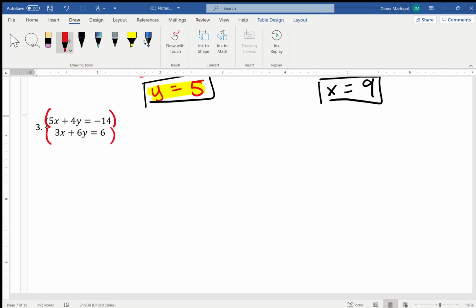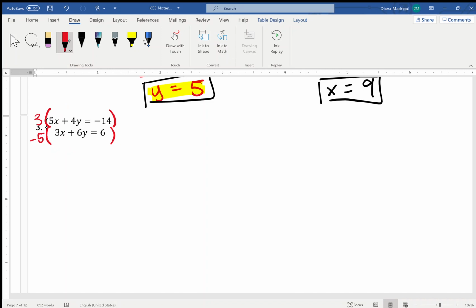So if I have a 5x and I need a 15x, what am I going to do to this 5? Well, I need to multiply by 3. But remember, if I multiply 3 times 5, it gives me a positive 15. So the bottom one has to be negative 15, so I can cancel them. I have a positive 3. What am I going to multiply to get negative 15? I'm going to multiply by negative 5. Okay? So here we go.